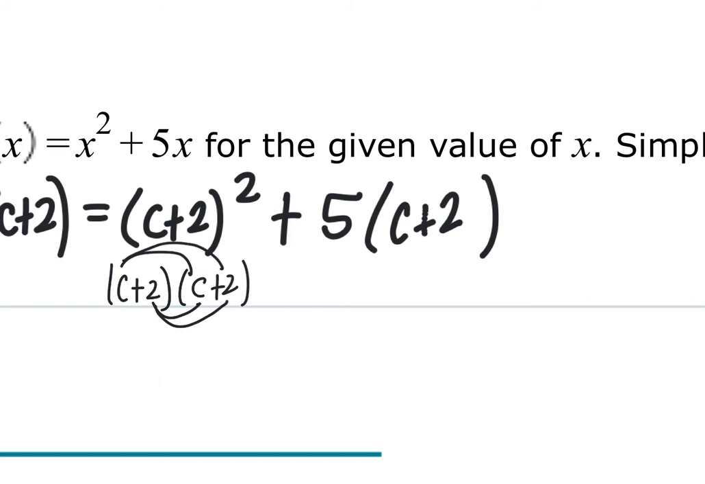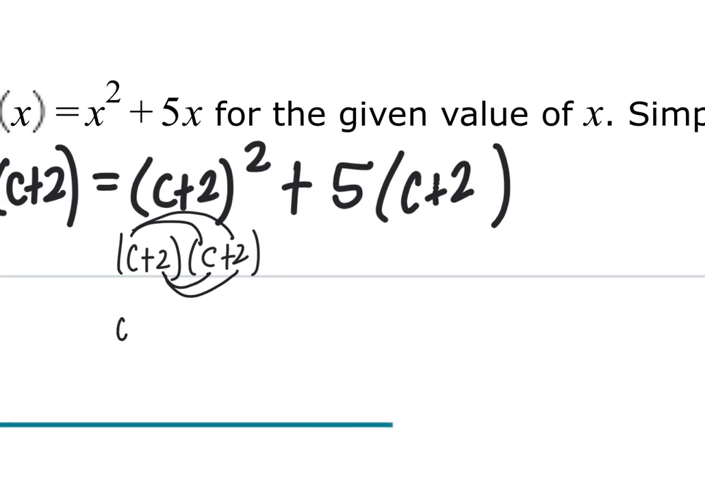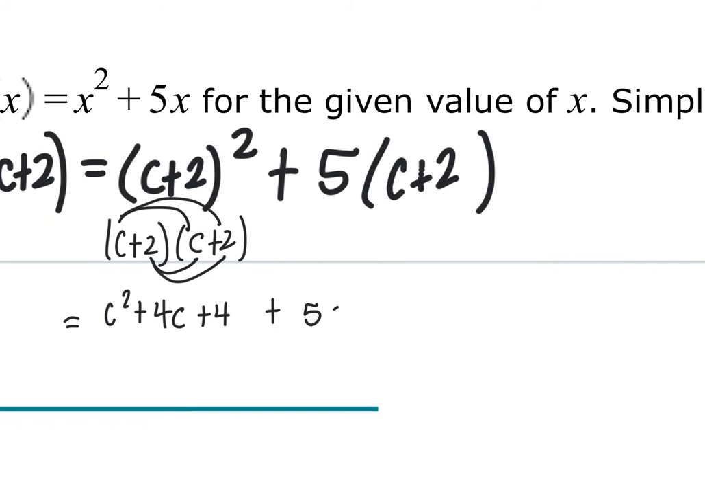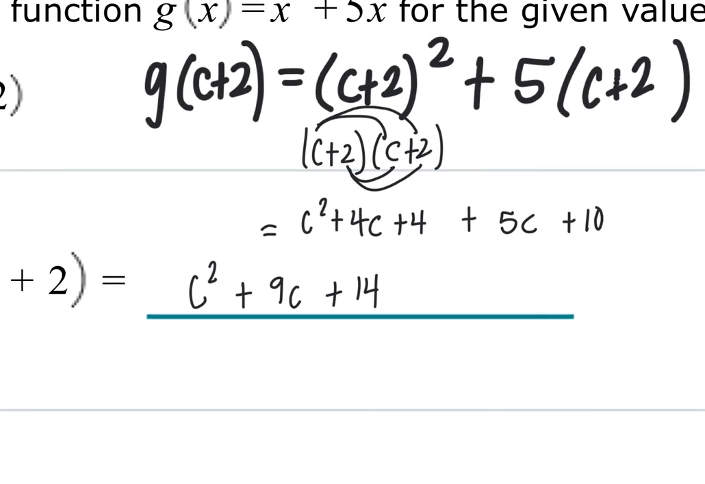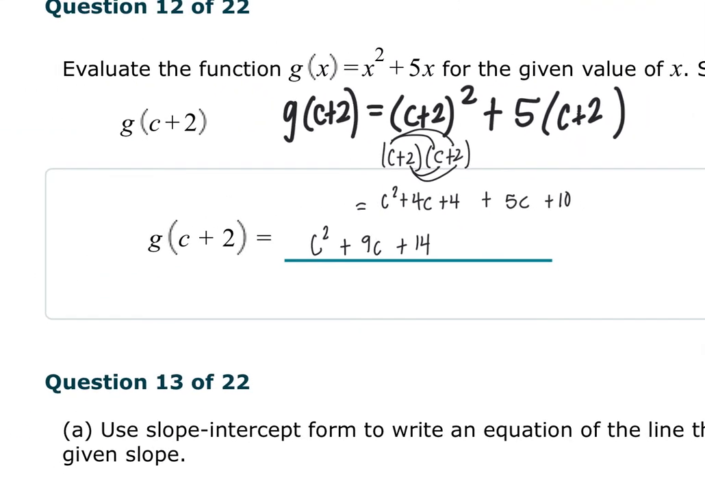And when you FOIL that out and do that distribution, it simplifies into c squared plus 2c plus 2c, so plus 4c plus 4. And now I can say 5 times c is 5c and 5 times 2 is 10. And I just want to combine my like terms of 4c and 5c to get 9c and 4 and 10 to get 14. And this is our final answer right here. c squared plus 9c plus 14.